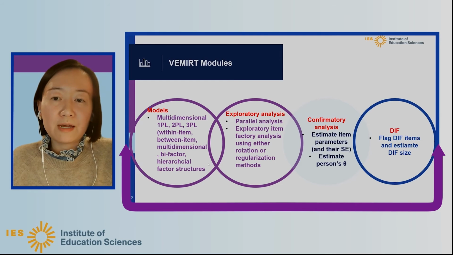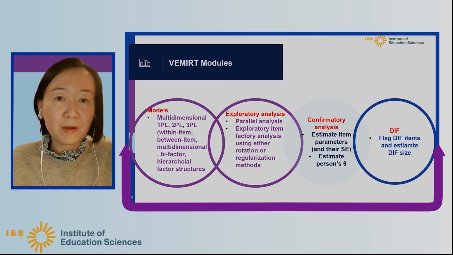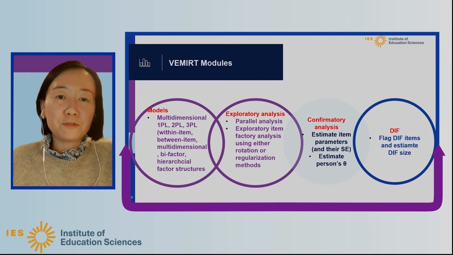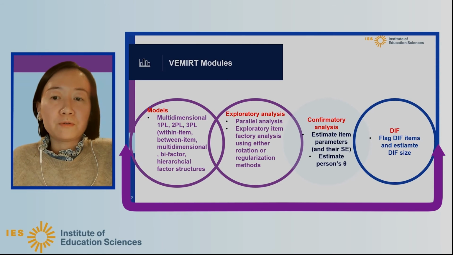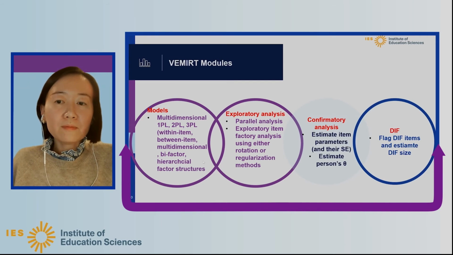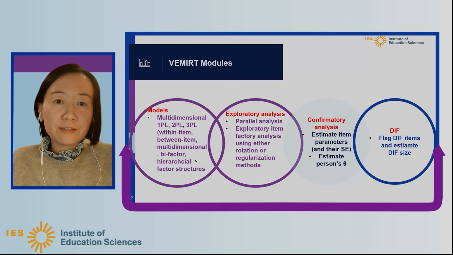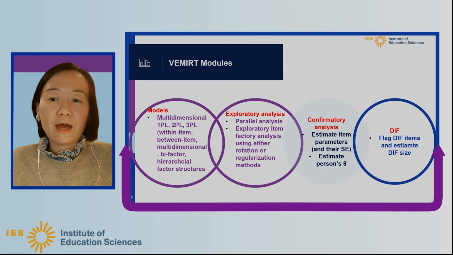And this confirmatory analysis will output both item and person parameter estimates. We are currently working on producing accurate standard errors of item parameter estimates, and that's quite challenging. So we are still trying a few different methods to estimate standard errors as accurately as possible. And if external covariates are of interest, then the DIF module can be enabled to estimate both item parameters and DIF magnitude simultaneously.